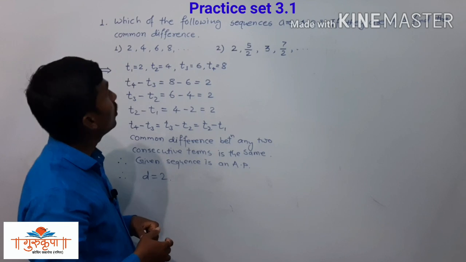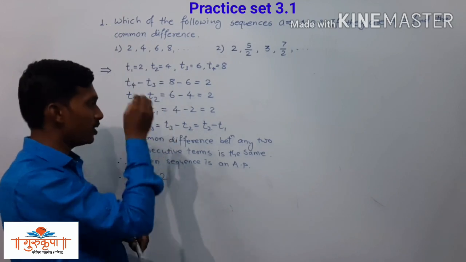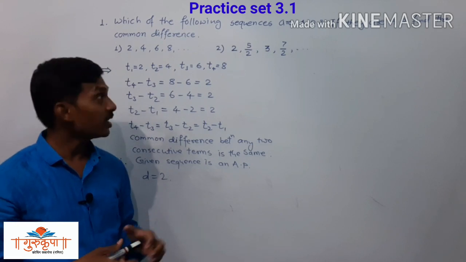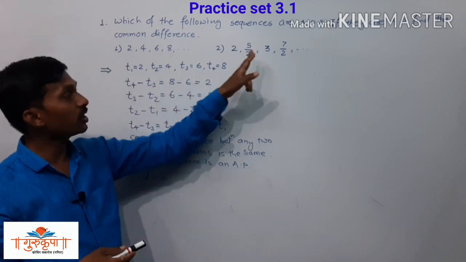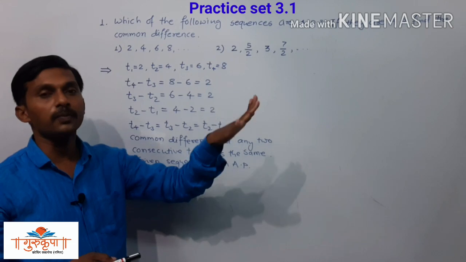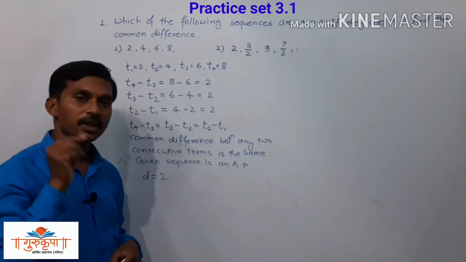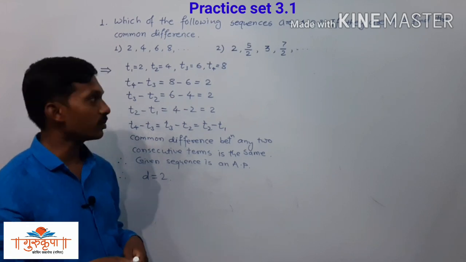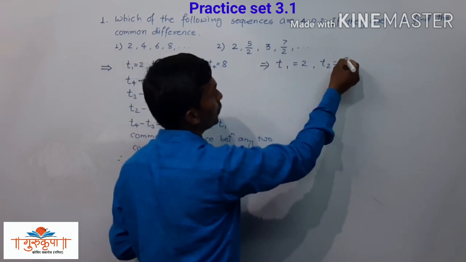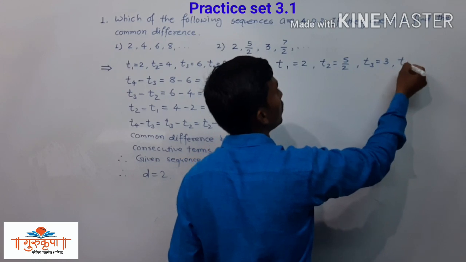So this is all about the first example. Now each and every example we have to solve using the same method. We have to represent all the terms in the given sequence. Here also we have been given 4 terms, so we will represent them as T1, T2, T3, T4. Then we will find the common difference between the 4th and 3rd term, the 3rd and 2nd term, and then the 2nd and 1st term. So here T1 is equal to 2, T2 is equal to 5 by 2, T3 is equal to 3, and T4 is equal to 7 by 2.